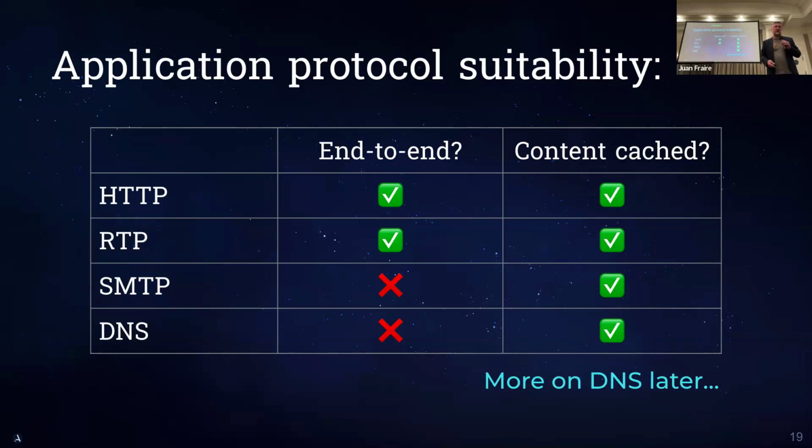SMTP is content cached anyway. It's relaying, it's hop by hop, you know. DNS as well. And I'll touch more on DNS at the end, so don't get too excited that I'm glossing over it.